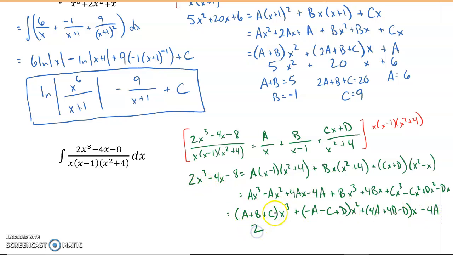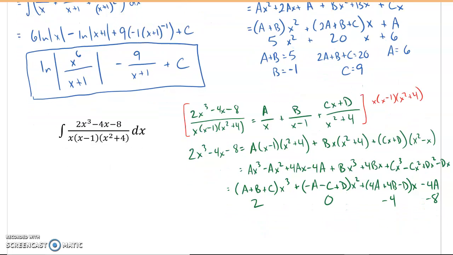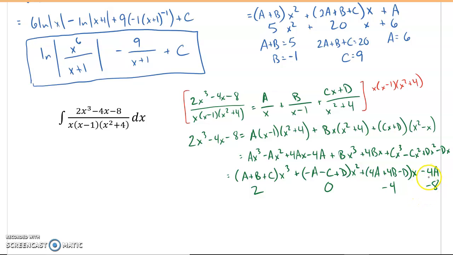So 2x cubed, 0x squared, negative 4x, and negative 8 for the constant. All right, so that's good. So that means that if negative 4a equals negative 8, then a must equal 2. So that's better, I guess. So instead of a plus b plus c equals 2, it's 2 plus b plus c equals 2, or b plus c equals 0. We've got negative 2 minus c plus d equals 0. So I'll add the 2 to the other side and get negative c plus d equals 2.